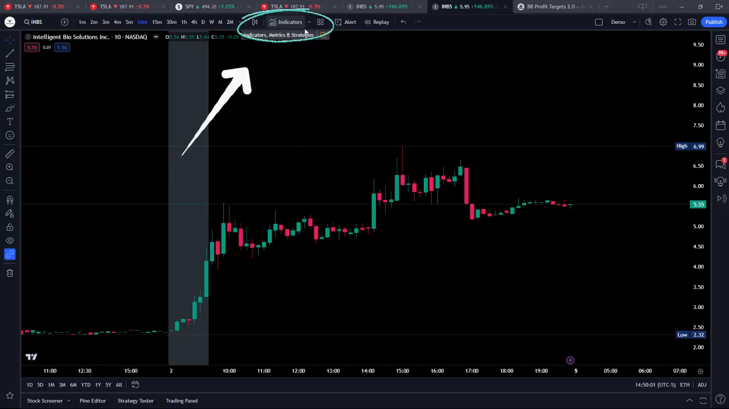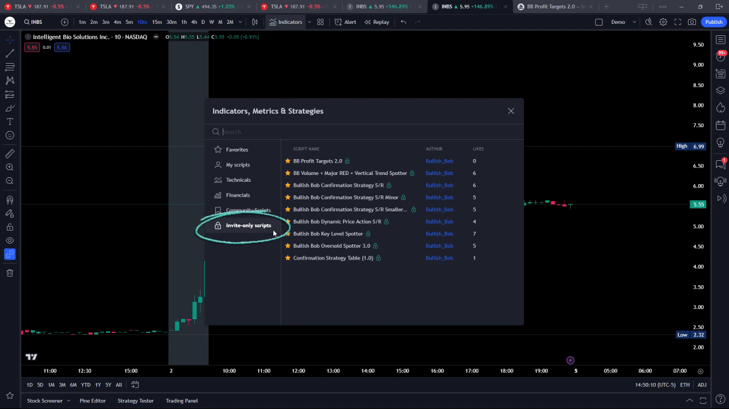Select the Indicators tab at the top of the chart. Scroll down on the left-hand side and select Invite Only Scripts. Now you can select the BB Profit Targets 2.0, click this and add it to your chart.